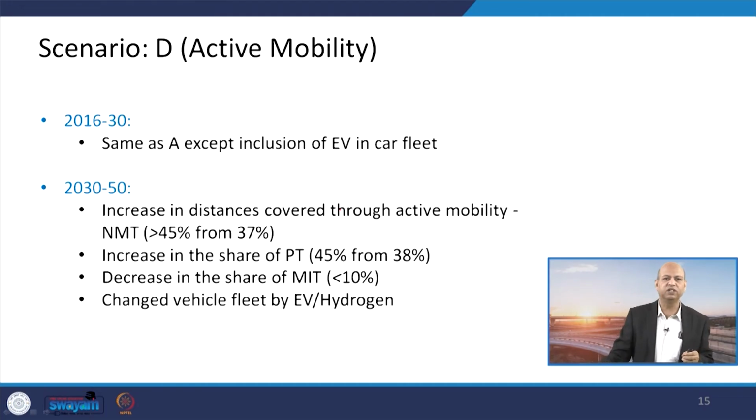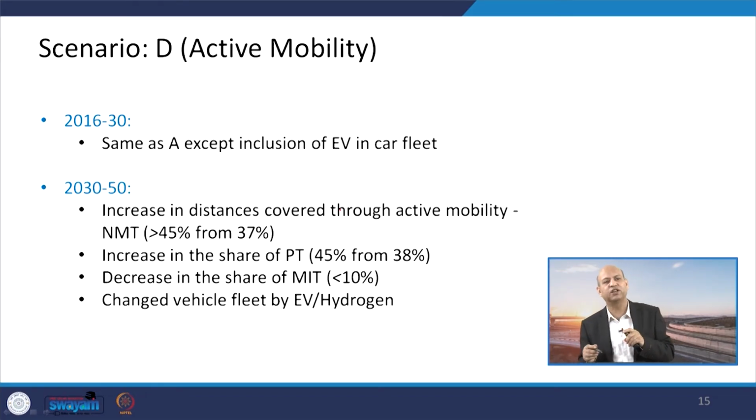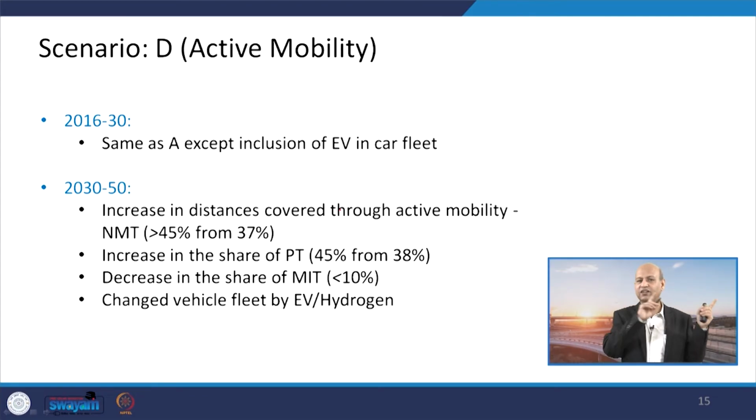Okay. So, active mobility means, you can see again, 2016 to 2030 it is the same as B and C in D also. 2030 to 2050, then a different kind of scenario is there. Here, the increase in distances covered through active mobility, that is non-motorized transport like walking, cycling, those kinds of things, has been more than 45%. That is a very significant number, and the increase in the share of public transport is 45% again like B, not C. In C it was 55%.